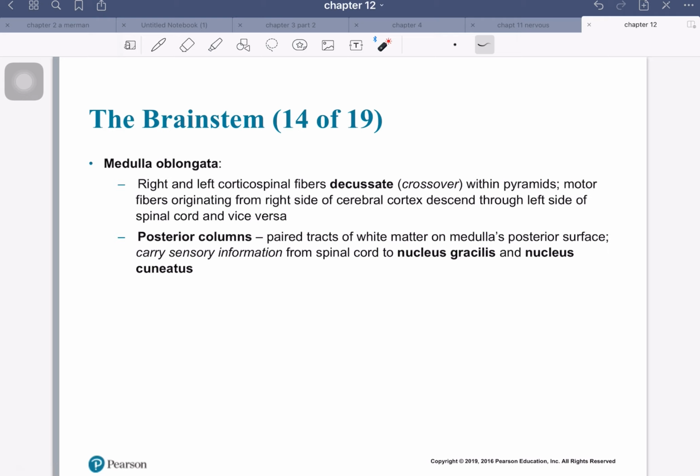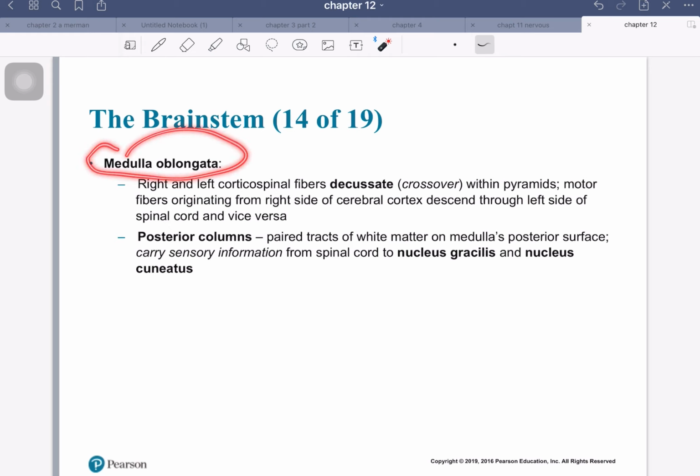Now, the medulla oblongata is one place where we can have fibers from the corticospinal tract decussate. Decussate means they cross over. You remember the ipsilateral, contralateral concept. And they decussate within these pyramidal regions. And motor fibers originating on the right side of the cerebral cortex descend from there on down the left side of the spinal cord and vice versa.